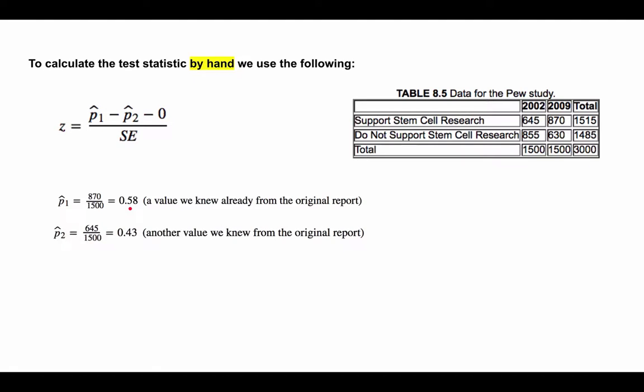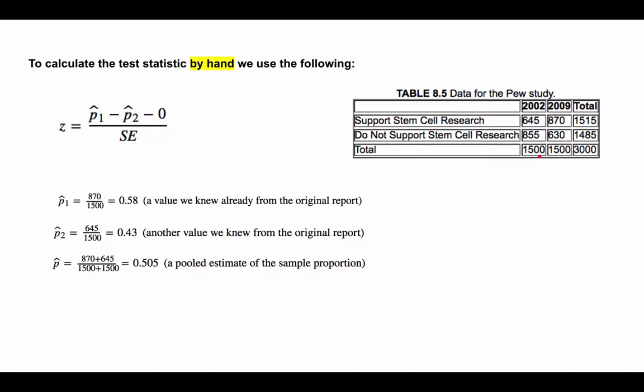Now for p2 hat, we do a really similar thing. Population 2 is the people in 2002, and we want to know the proportion of those people who supported stem cell research, and that's 645 over 1,500. If we do that, we get 0.43.